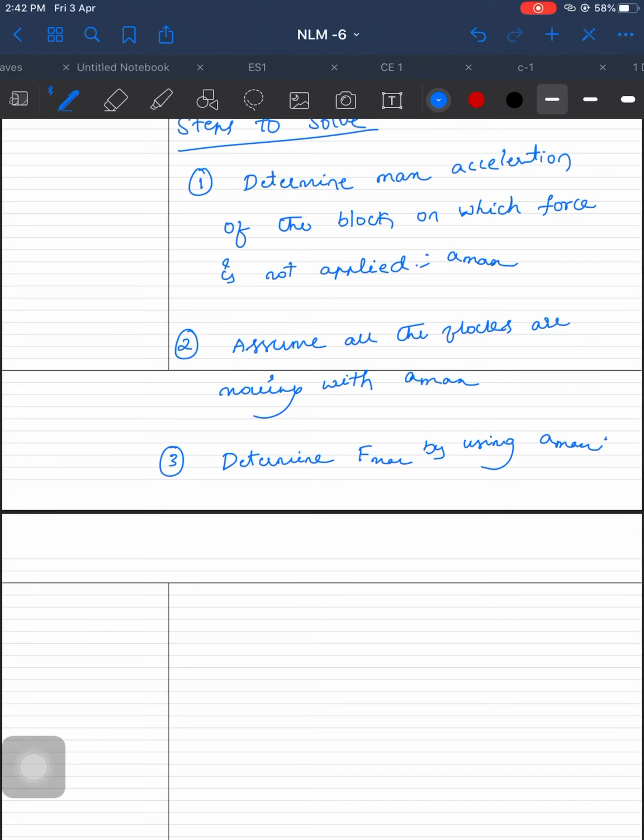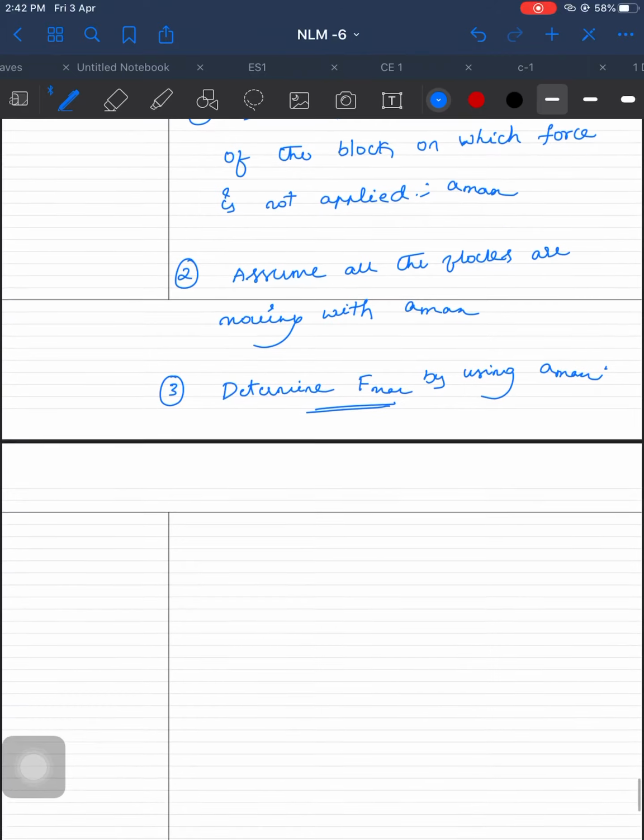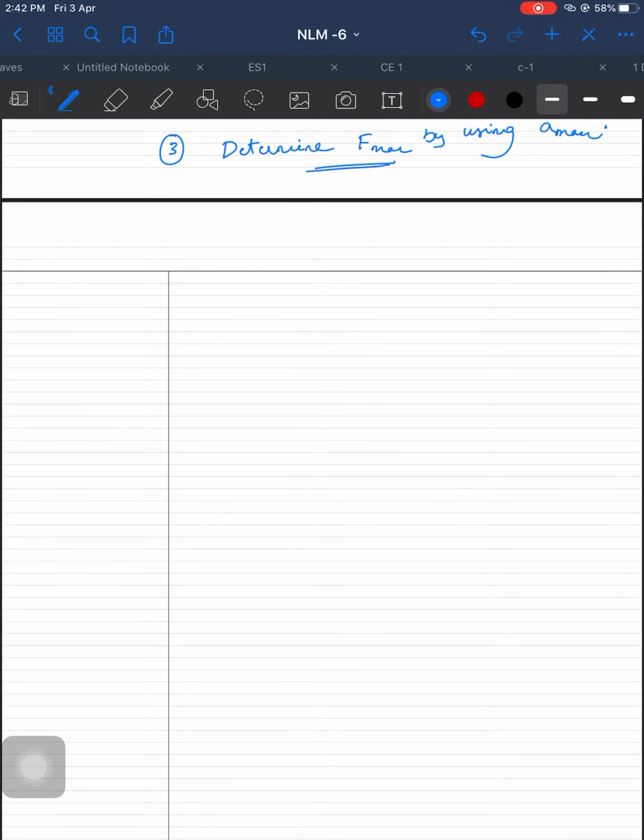Okay, this is the easy one. Up to 3 steps which I gave you, it's common for any case. After that, there are some other cases also. We have to increase the number of steps also. As of now, to determine F max, these 3 steps are sufficient. Now I am drawing the diagram.